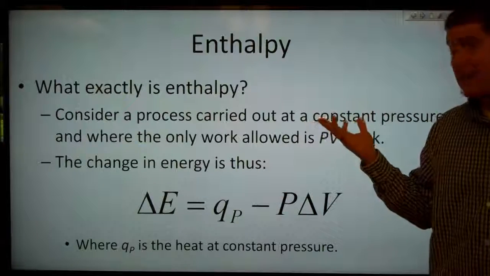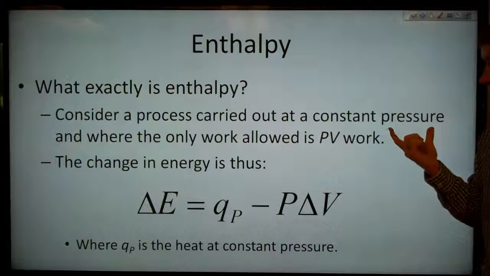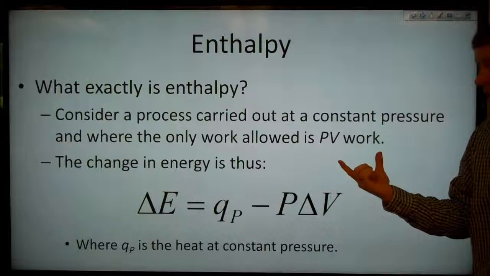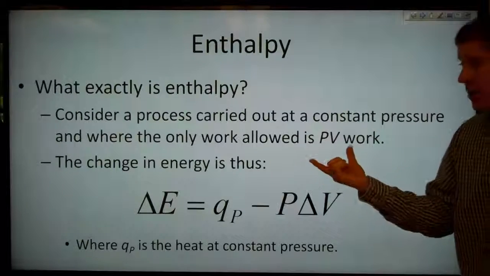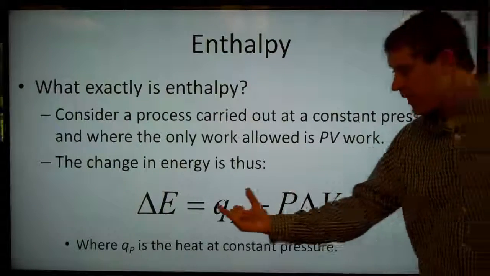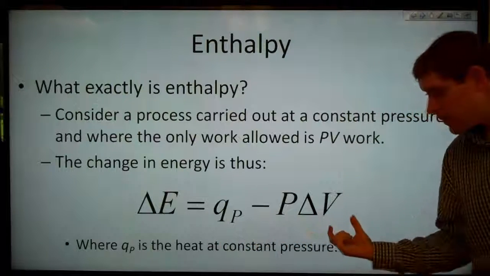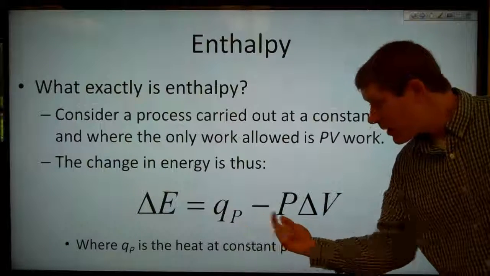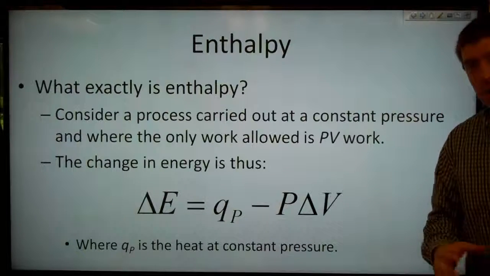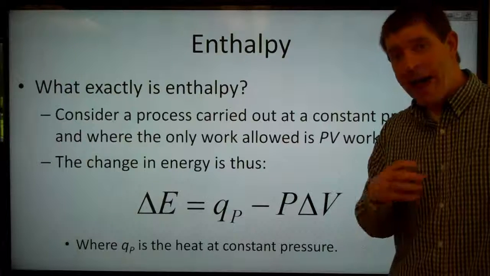So what exactly is enthalpy? Let's consider a process carried out at constant pressure and where the only work allowed is pressure-volume work. This means that the change in energy, delta E, is equal to QP minus P delta V, where QP is the heat at constant pressure. This little subscript P means that we're constraining the heat there to be the heat transfer at constant pressure.